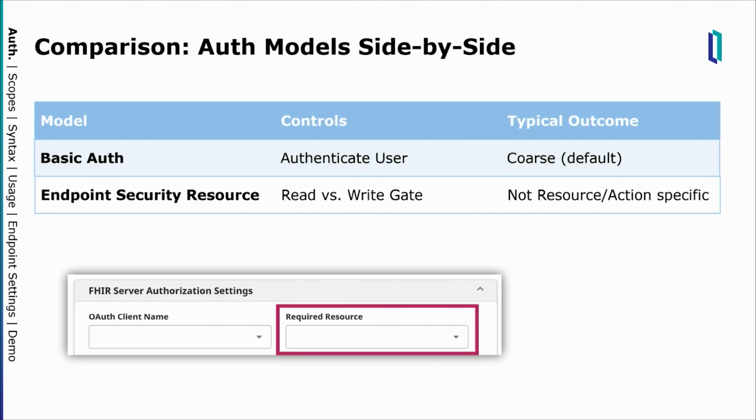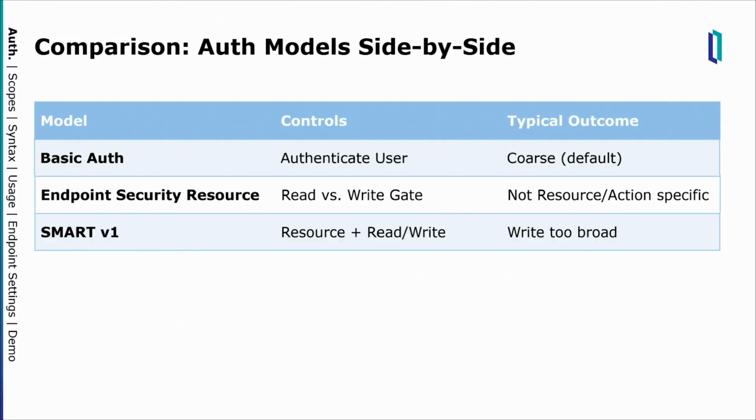Now, some of you might know that when you set up a FHIR repository, you can define what's called a required resource. This is not a FHIR resource, this is an IRIS security resource. The same resources that, let's say, protect databases or pages on a portal. And then the user or the client that connects can either read or write. But again, it's read or write for the whole repository.